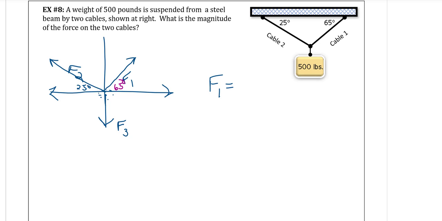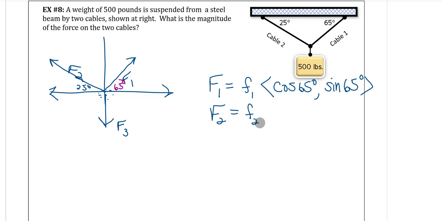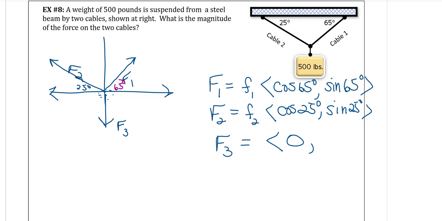So F1 is going to be the magnitude of that vector. I'm going to call it little f1. And then it's going to be times the cosine of 65, comma, sine of 65. And then force 2 is going to be the magnitude of force 2 times the cosine of 25 degrees and the sine of 25 degrees. And then finally, force 3 is the easiest one to work with. Since it's completely vertical, there's no x component, and since it's in the negative direction, downward, it's going to be negative 500.